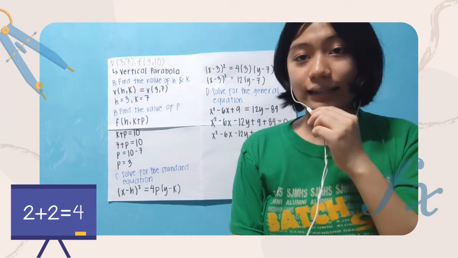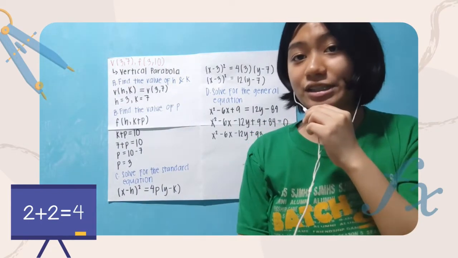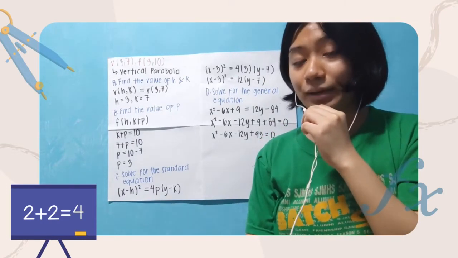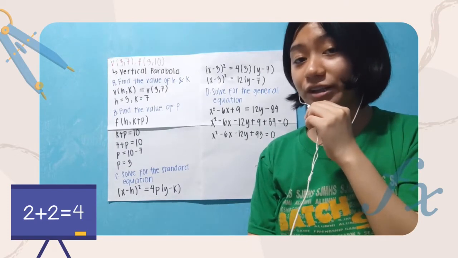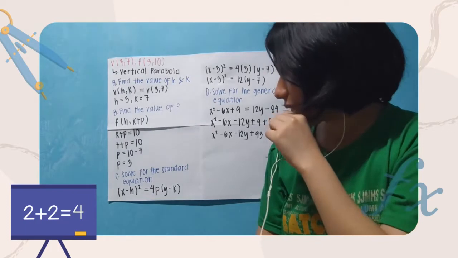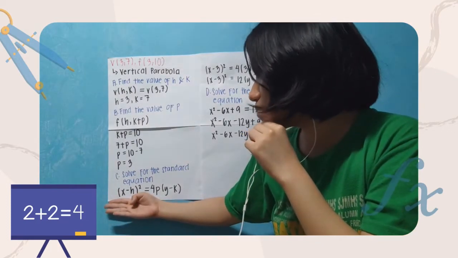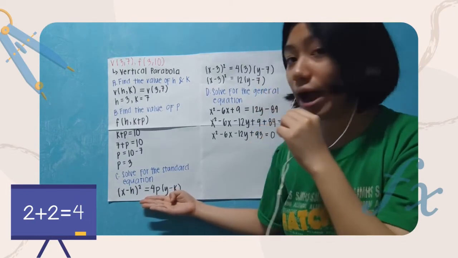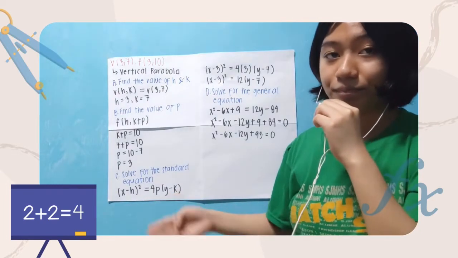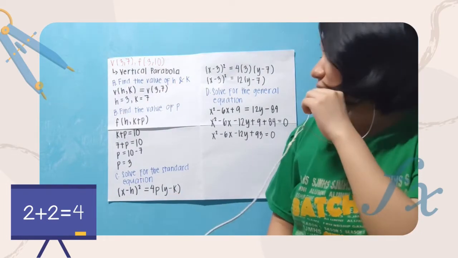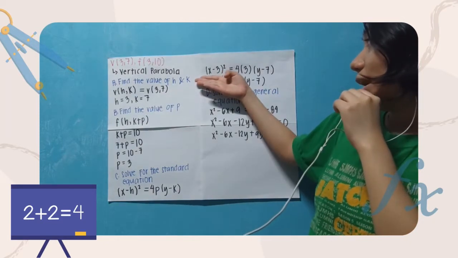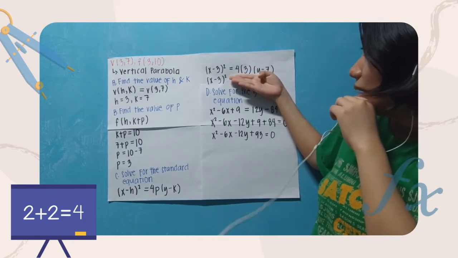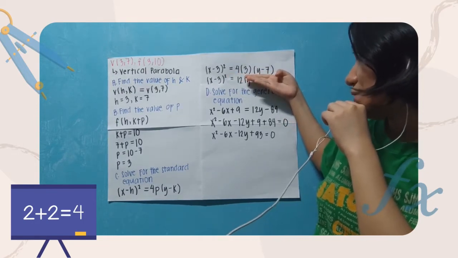To solve for the standard equation, just substitute the values of h, k, and p to the equation of vertical parabola, which is the quantity of x minus h squared equals 4p times the quantity of y minus k. And that gives us the quantity of x minus 3 squared equals 4 times 3 times the quantity of y minus 7.